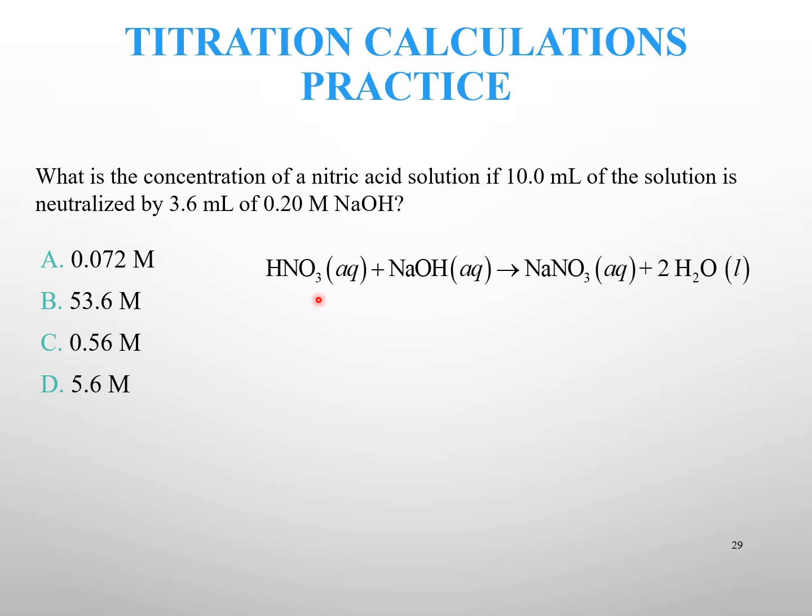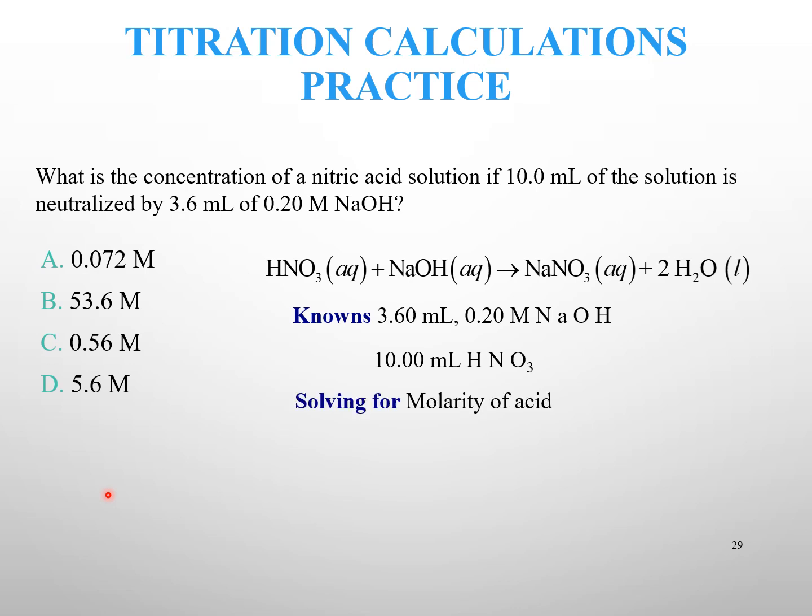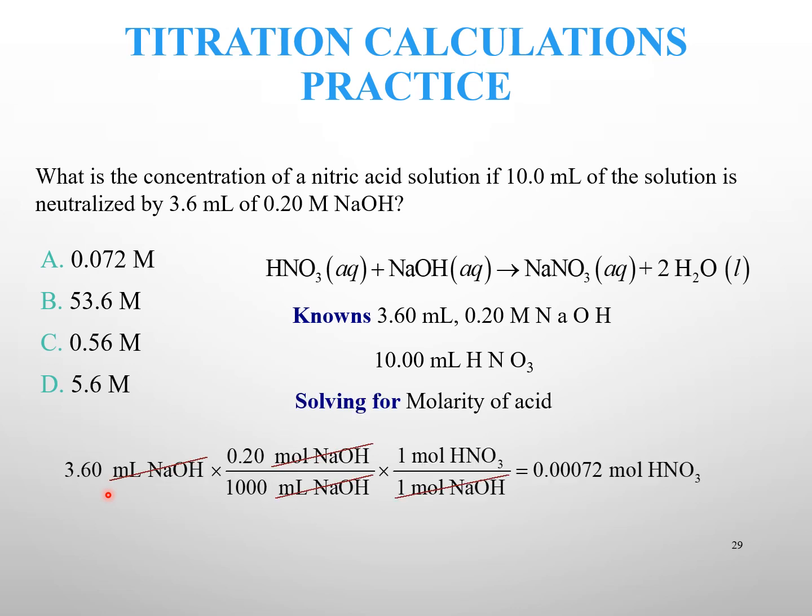So you need to find the concentration of nitric acid. But you know exactly how much sodium hydroxide you used. You used 3.6 mL and it's 0.2 molarity. So from these two values here, you should be able to find the moles of sodium hydroxide. The mole to mole ratio of sodium hydroxide to nitric acid is the same, 1:1. And then you take the moles of nitric acid and divide it by the volume, which is 10 mL divided by 1,000 to get liters. So what you have here is we'll go ahead and find the moles first.